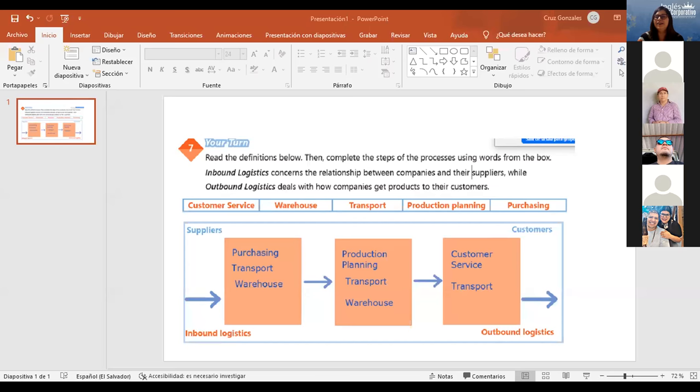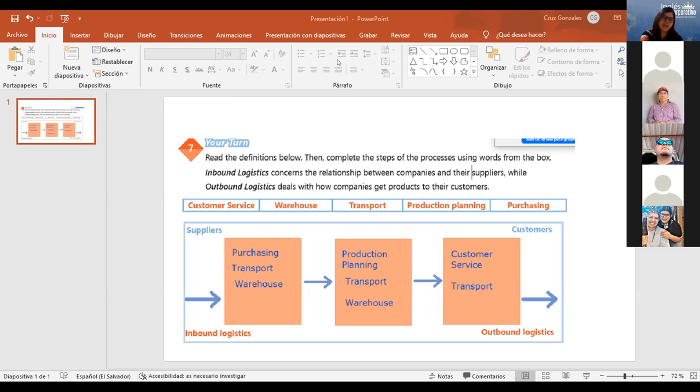Okay. In Cruz, Nubia, San Alberto's group. Okay. We think the first is purchasing the raw material. We need to transport and send it to the warehouse. In the second square, take the raw material for production planning and transport the finished product to the warehouse. And the last, transport the finished product to the customer service. Okay, very good. Excellent, thank you.